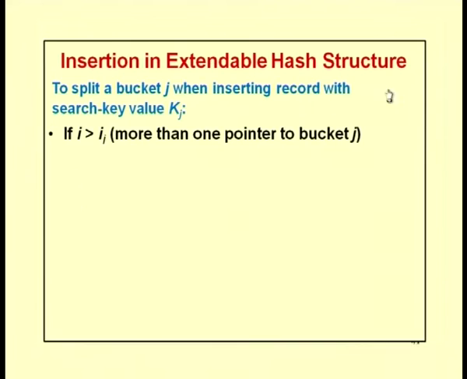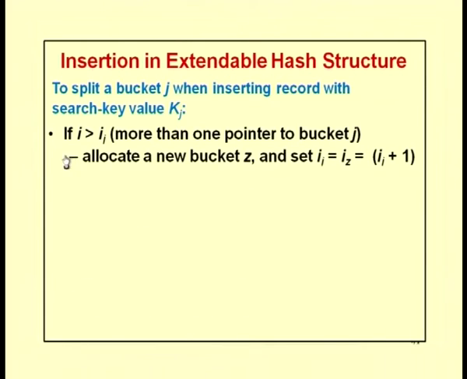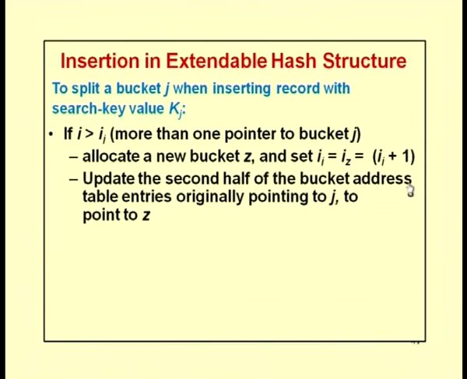Insertion in an extendable table: to split a bucket j when inserting a record with search key value kj, what you do is, if i is greater than ij, that is, more than one pointer to bucket j, allocate a new bucket z and set iz to ij plus 1. Update the second half of the bucket address table entries originally pointing to j to point to z. So, you have two halves.